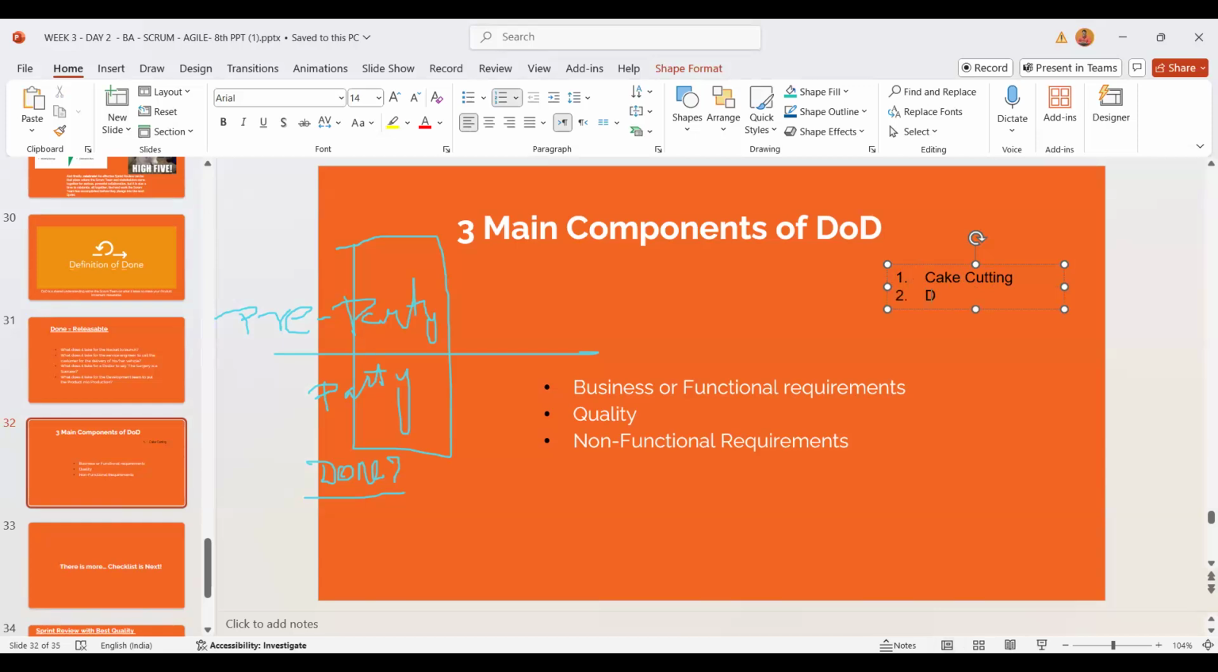What did you say? Decoration. Tell me in full. Decoration what? We have to say that party is done when you will say decoration what? Removing the decoration, cleaning up. Okay. Decoration is cleaned. Decoration is put down. Decoration is removed.